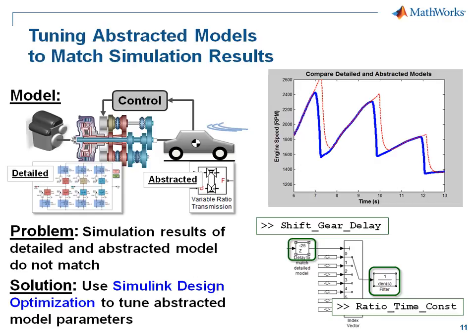Our abstracted model has two parameters that we wish to tune: a delay and a ratio time constant, or a filter that is used to control the changing of this gear ratio. By allowing Simulink design optimization to automatically tune these parameters, we can get a much better match between the detailed and abstracted models. I'll now switch over to the model so that you can see how this is done.